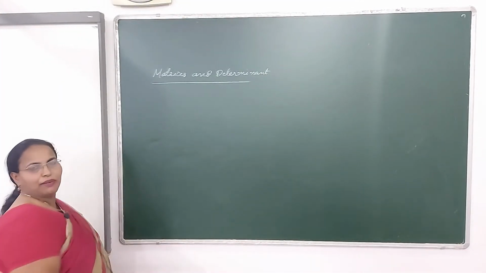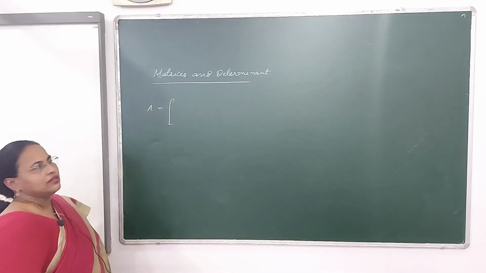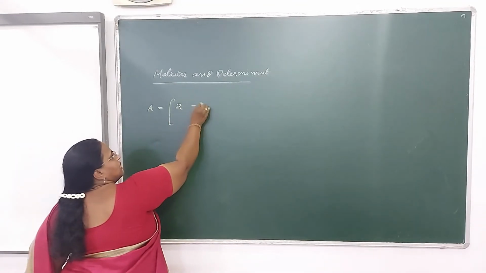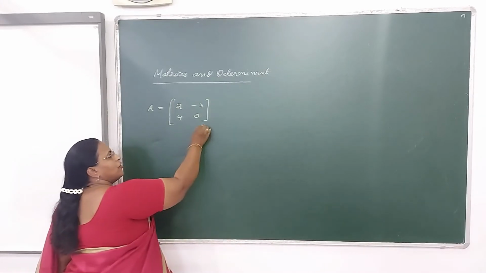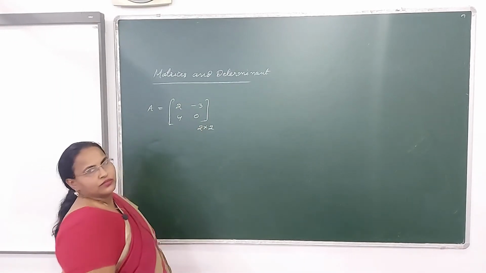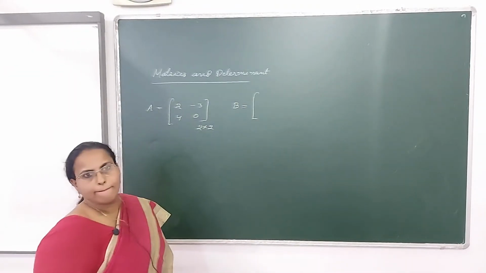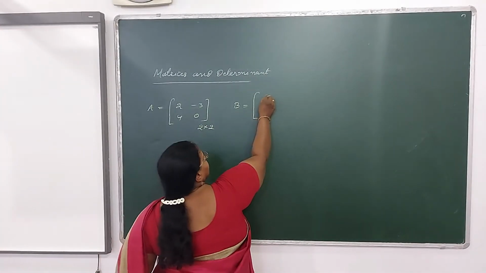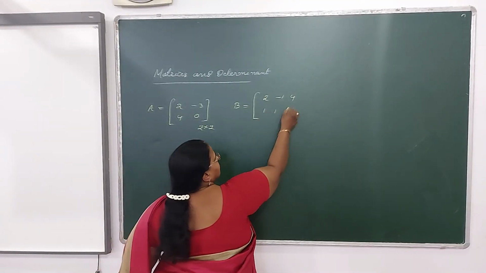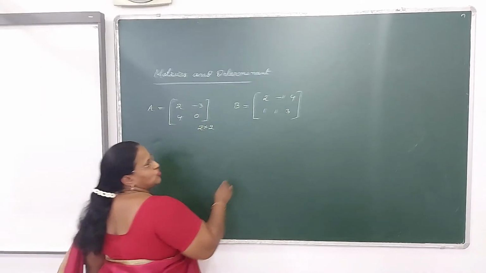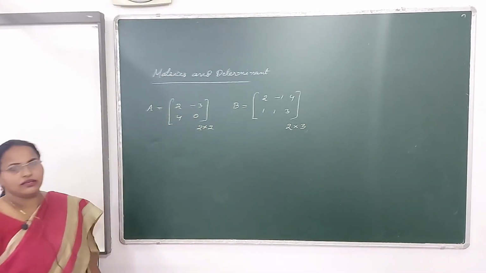Okay, a very simple example I will take. Let A be a matrix. The elements are 2, minus 3, 4, 0. This is a matrix of order 2 by 2. Let B be a matrix. Let the elements be 2, minus 1, 4, 1, 1, 3. Again this is a matrix, 2 rows and 3 columns are there. So it is a matrix of order 2 by 3.